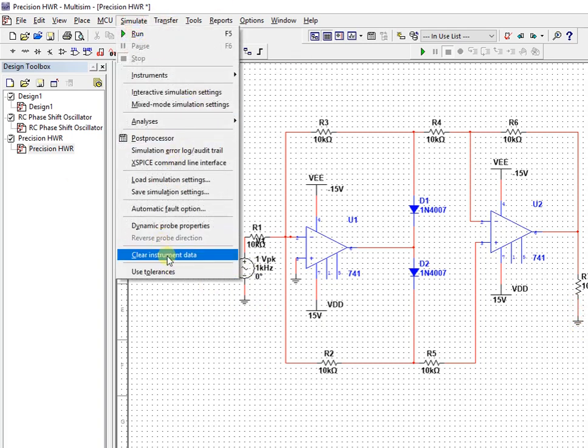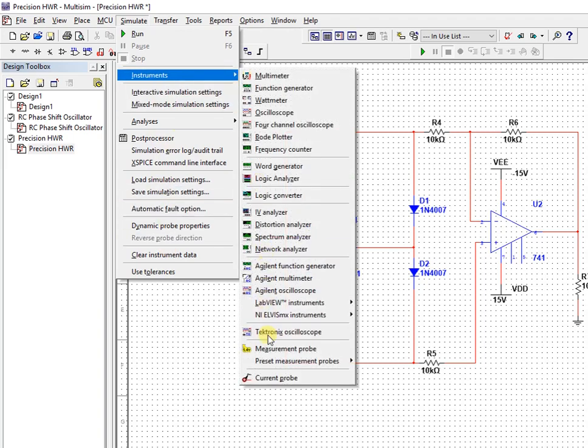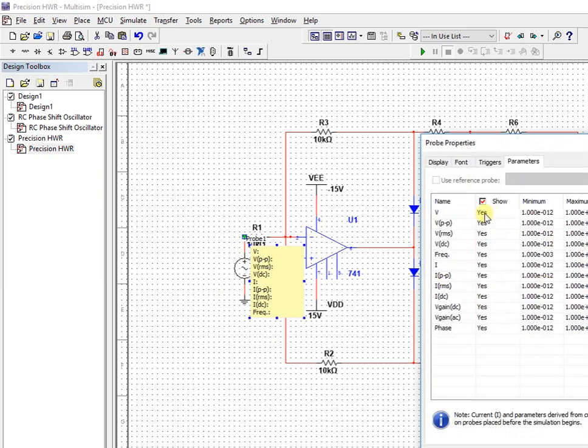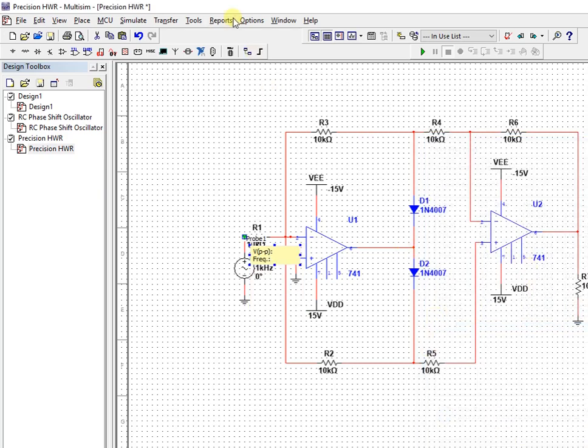Now I am going to connect probes both at the input side and the output side, and only the required parameters, that is the voltage peak to peak and the frequency, I am going to retain, and deselect everything else. Similarly I am going to do it at the output side, so that I am very clear with my waveform parameters and the parameters that I get by connecting the probe.